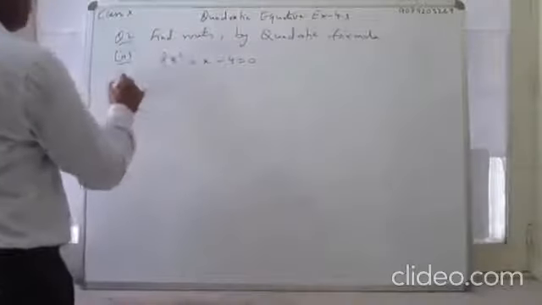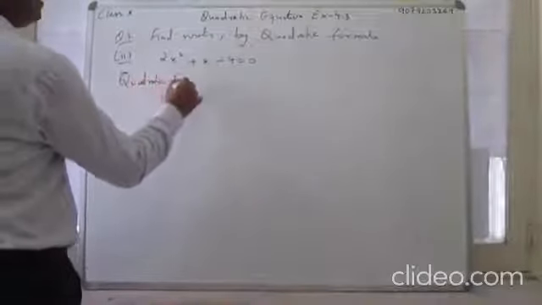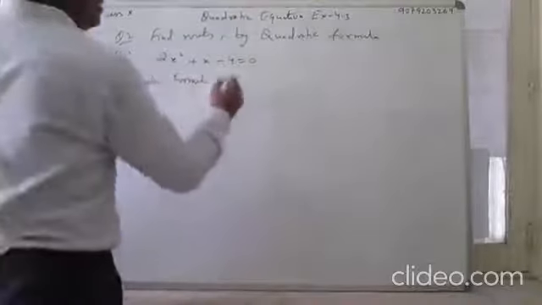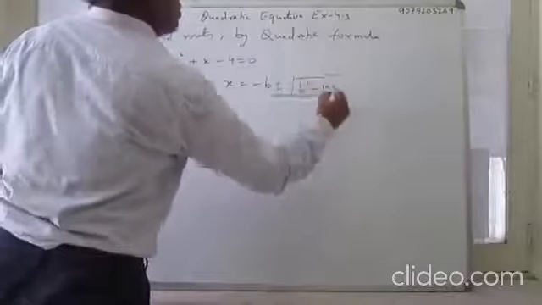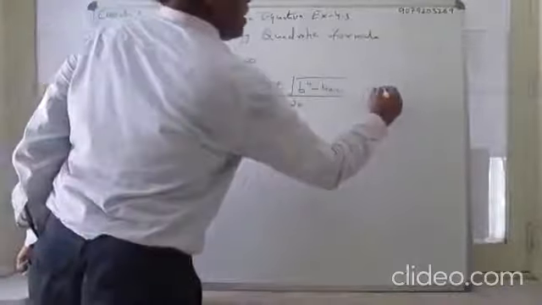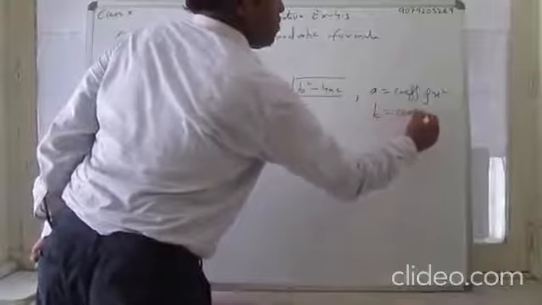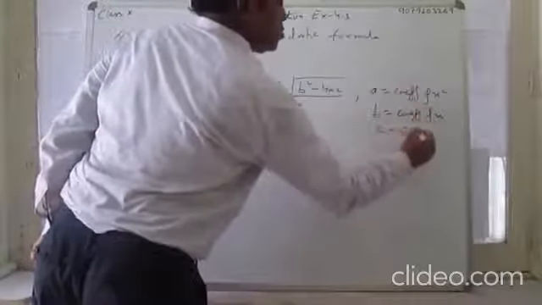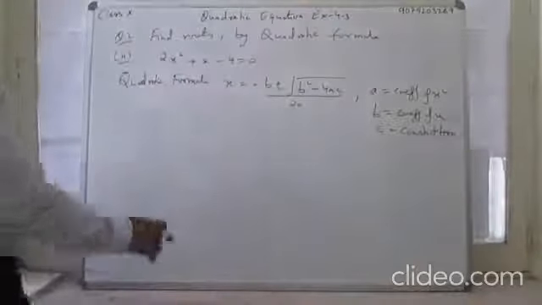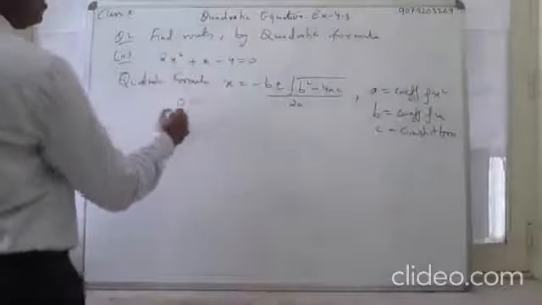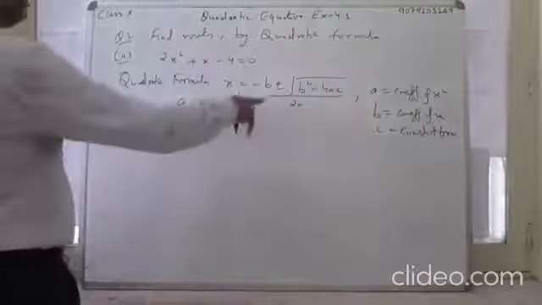Now what is the quadratic formula? Just now we derived it. It is x is equal to minus b plus minus under root b square minus 4ac upon 2a, where a is the coefficient of x square, b is the coefficient of x, c is the constant term. Now here a is 2, b is 1, c is minus 4. Put the values in the quadratic formula.